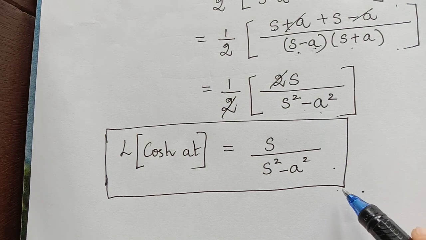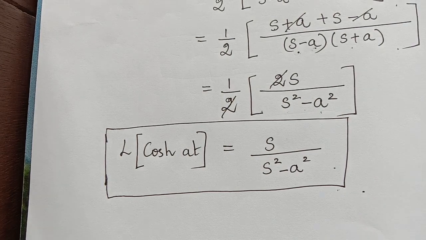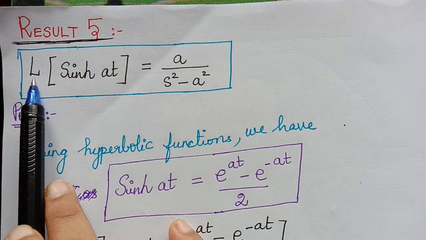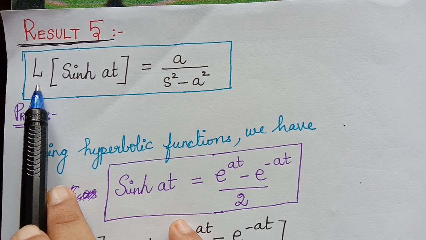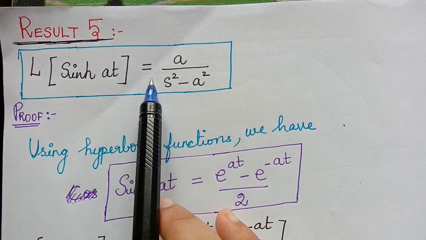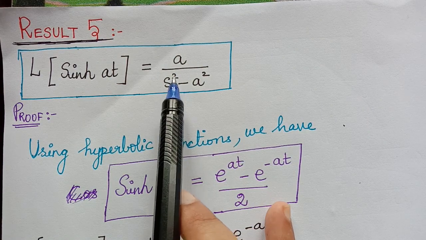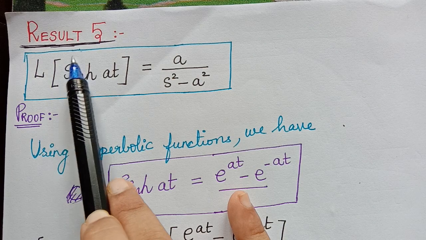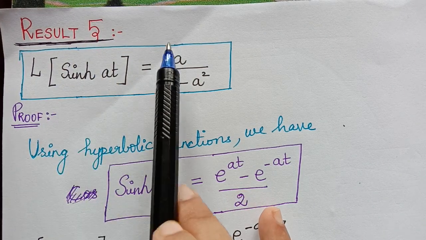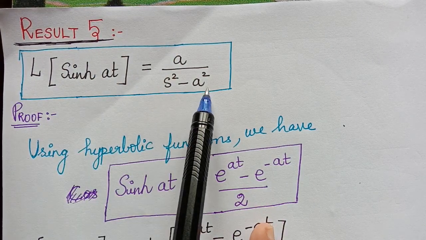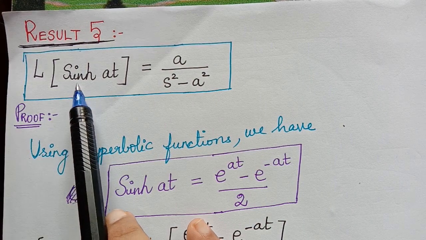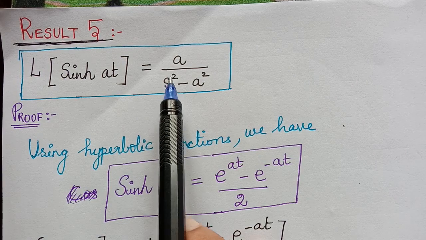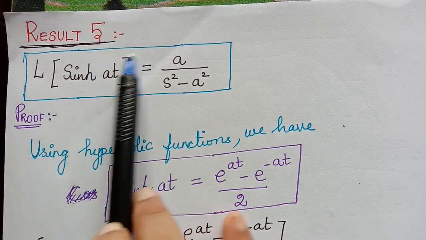In a similar way, we have to obtain result 5. So let us see that now. So now here we have result 5, which is L of sinh at is equal to a divided by s square minus a square. Previously we saw the result for cosh at and it was s divided by s squared minus a square. Now here we have sinh at. So we have the result to be a divided by s squared minus a square. So let us prove this.